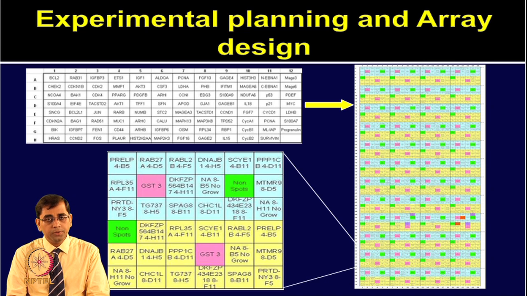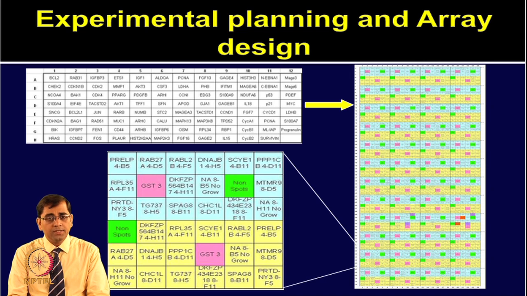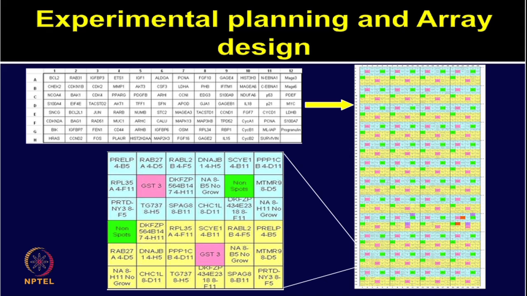Now, each spot needs to be printed in duplicate. Also, you need to ensure that control features are spread throughout the array surface. For example, if you see the bottom panel, the ones highlighted in red color show GST protein, and green are the known spots. These spots are printed in duplicates and they are spread on the array surface, not adjacent to each other, so that you can look up the duplicate results and ensure that there are no spillage issues or spreading onto the neighboring spots.